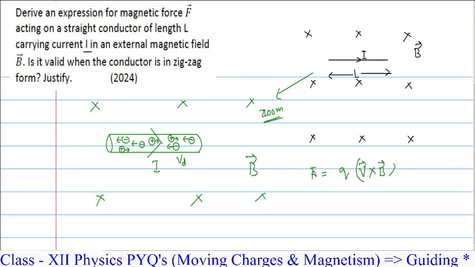How many charges will be present in this length L of the given conductor? Let the length be L and the area of cross section be A. We know that number density n is defined as the number of electrons per unit volume. So the number of electrons will be equal to n into A into L. Then the total charge will be Q equal to n A L e.